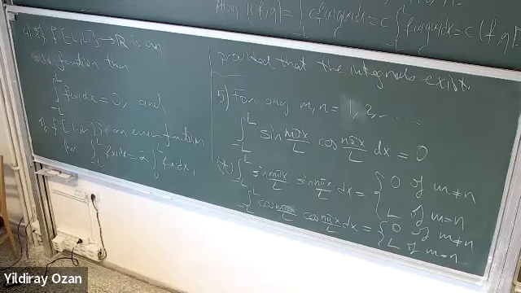Remark: cosine 0 pi x over L is just the constant function 1.